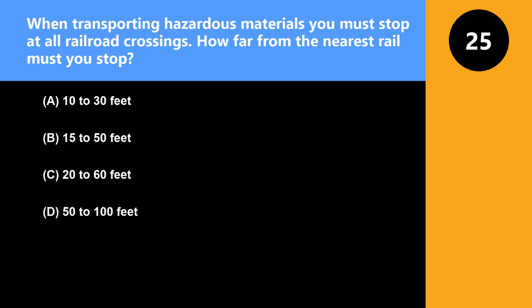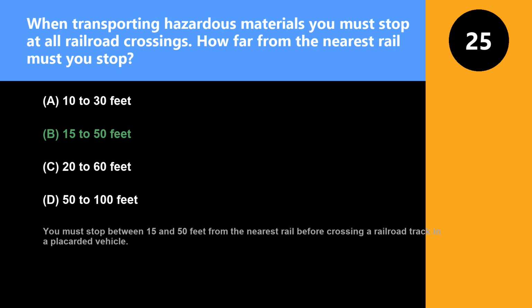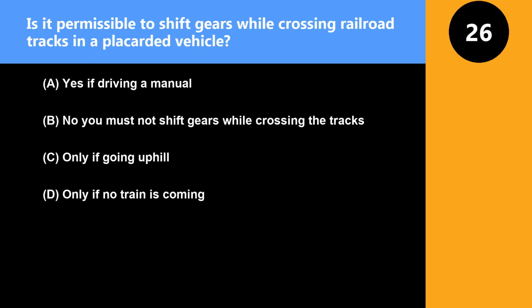Question 25. When transporting hazardous materials, you must stop at all railroad crossings. How far from the nearest rail must you stop? Option A, 10 to 30 feet. Option B, 15 to 50 feet. Option C, 20 to 60 feet. Option D, 50 to 100 feet. The correct answer is option B, 15 to 50 feet. You must stop between 15 and 50 feet from the nearest rail before crossing a railroad track in a placard vehicle.